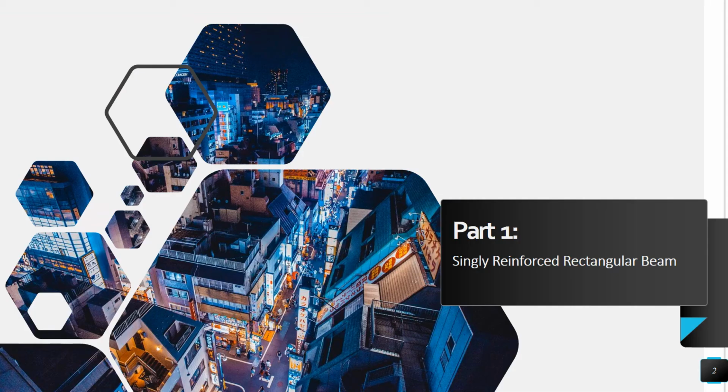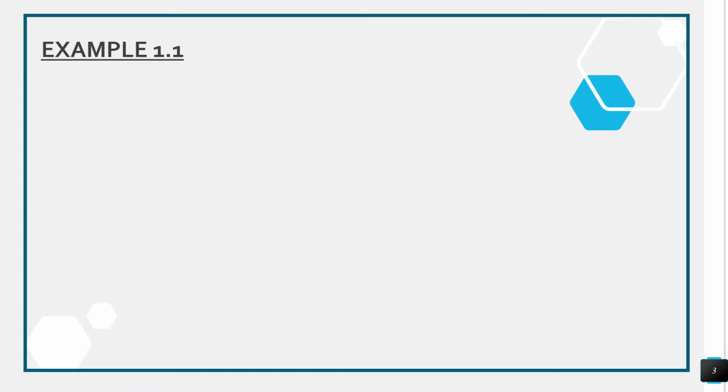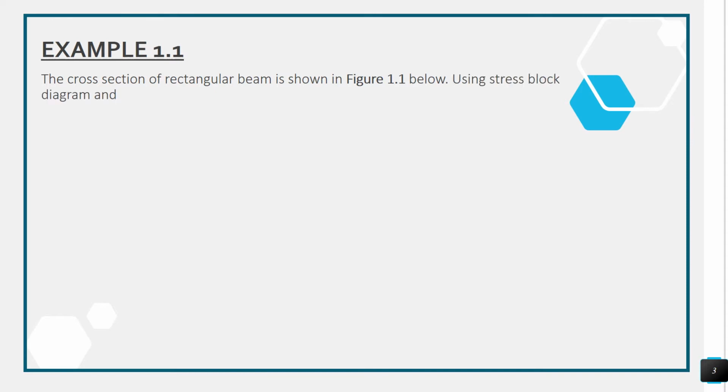Today we will do example calculation on singly reinforced rectangular beam. Let's do it. Example 1.1. The cross-section of rectangular beam is shown in figure below. Using stress block diagram and the data given, determine the area and the number of reinforcement required.